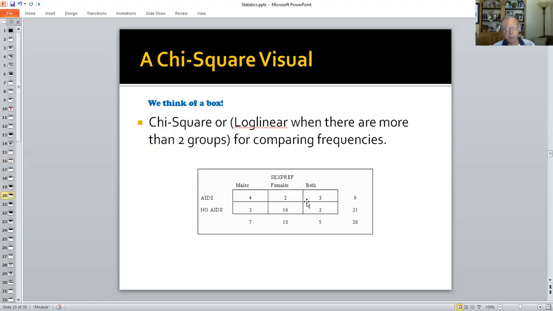This is a visual of chi-square. This particular study, we're looking at age and no age, males and females. What is the relationship? Now, this is just the data for it, it hasn't run yet, hasn't given us the results, but this is how it's set up, like so.